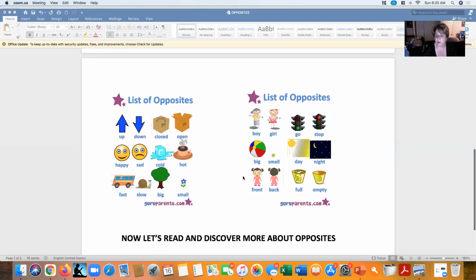Here's the same girl, but we see her here. She's facing us. That's the front of her. And then she turns around and we see the back of her. Front and back are opposites.